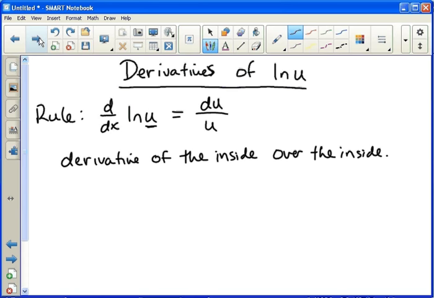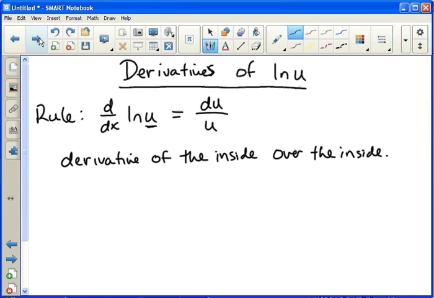Now it may stick around if you're having to use the product rule or the quotient rule or the chain rule, just because of the way those rules work. But for just a basic derivative of natural log, the natural log part is going to disappear. So let's do some examples with that.